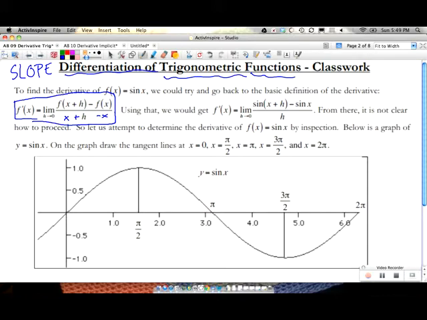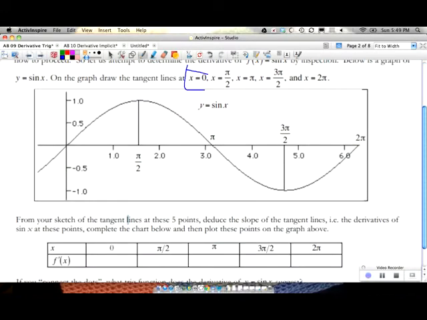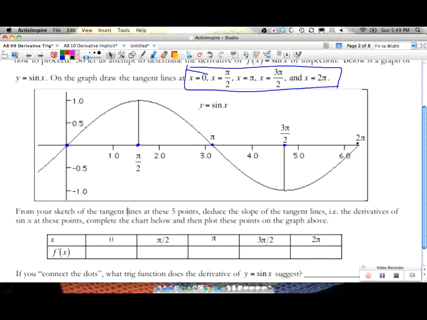Well, let's talk about those slopes. So we're going to look at this graph down here. We're going to look at the slopes of this graph at these points, kind of like the typical benchmarks, at 0, pi over 2, pi, 3 pi over 2, and 2 pi. So let's do that. And then we're going to look at those values and compare them, see what we come up with.